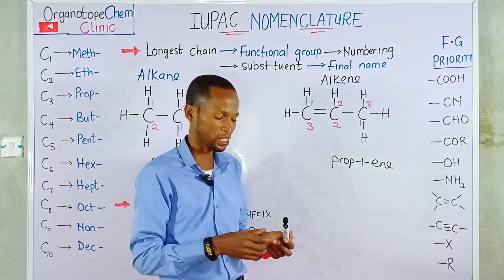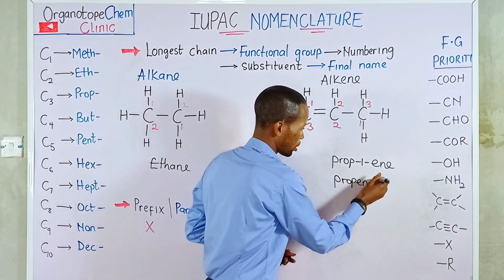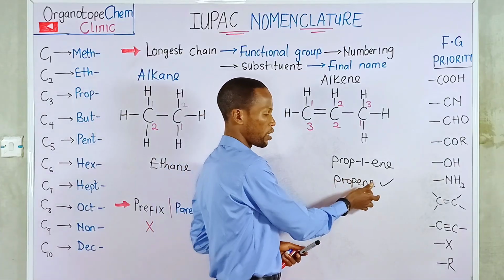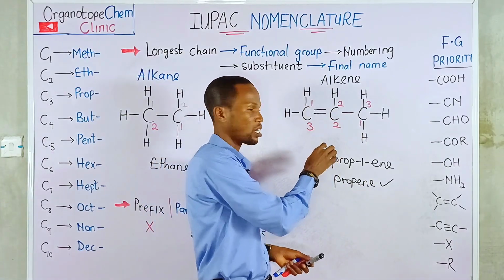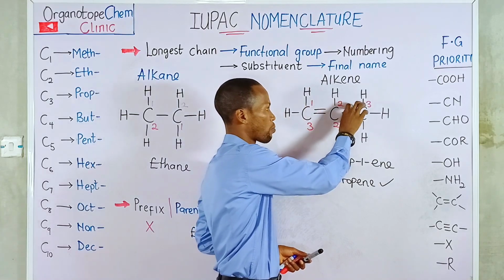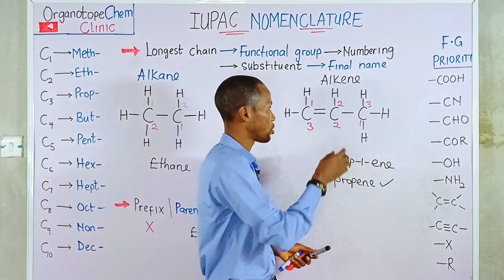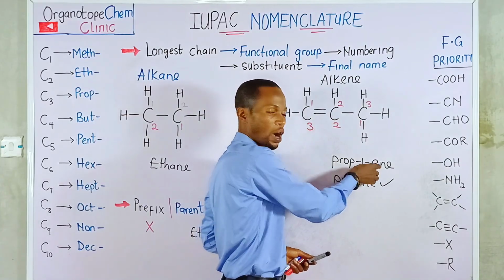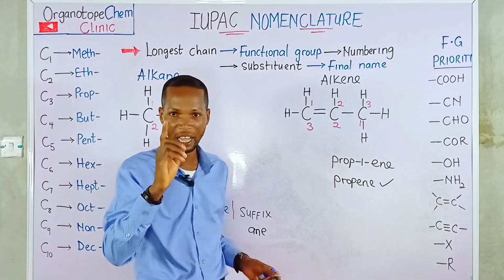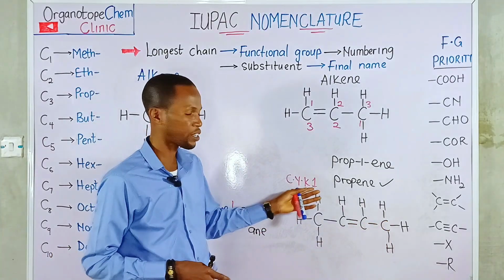But it is commonly written as propene. Why do we have it as propene? Since we do not have a positional isomer for this compound, if we move the double bond to carbon 2 right here, I will consider the backward numbering. So the double bond will be seen on carbon 1. We are still going to have prop-1-ene. So it is commonly written as propene. Make sense? On our CYK1, check your knowledge.